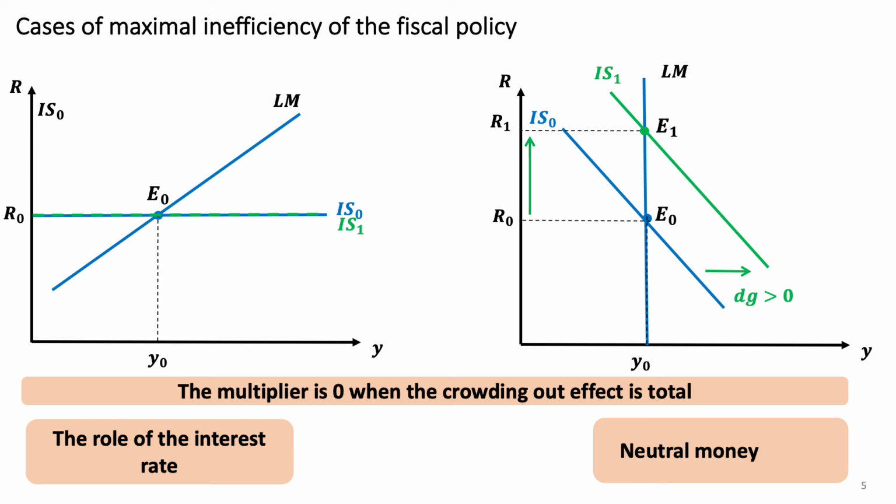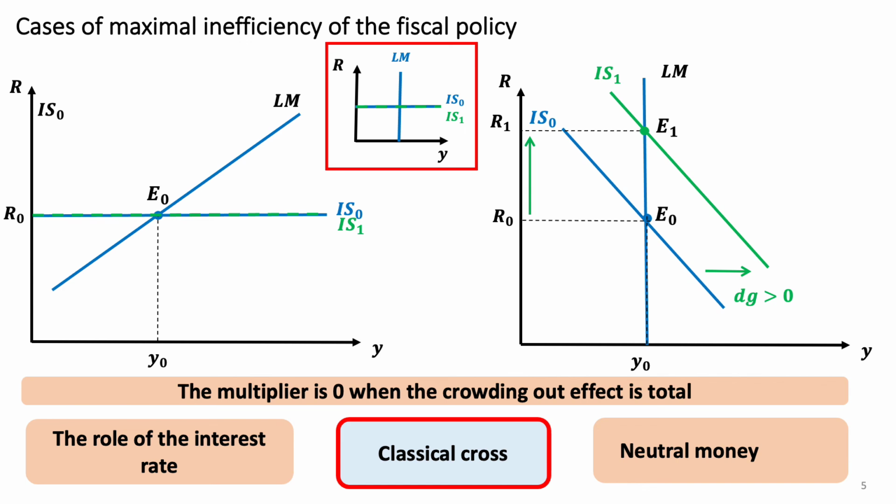when the crowding out effect is total, in the case that IS is horizontal or that LM is vertical. There is what we call the classical cross, which combines these two cases with IS horizontal and LM vertical. In this case, the inefficiency is total. Of course, in practice, we don't really see these extreme cases in reality. They mostly serve as frameworks for macroeconomic analysis.